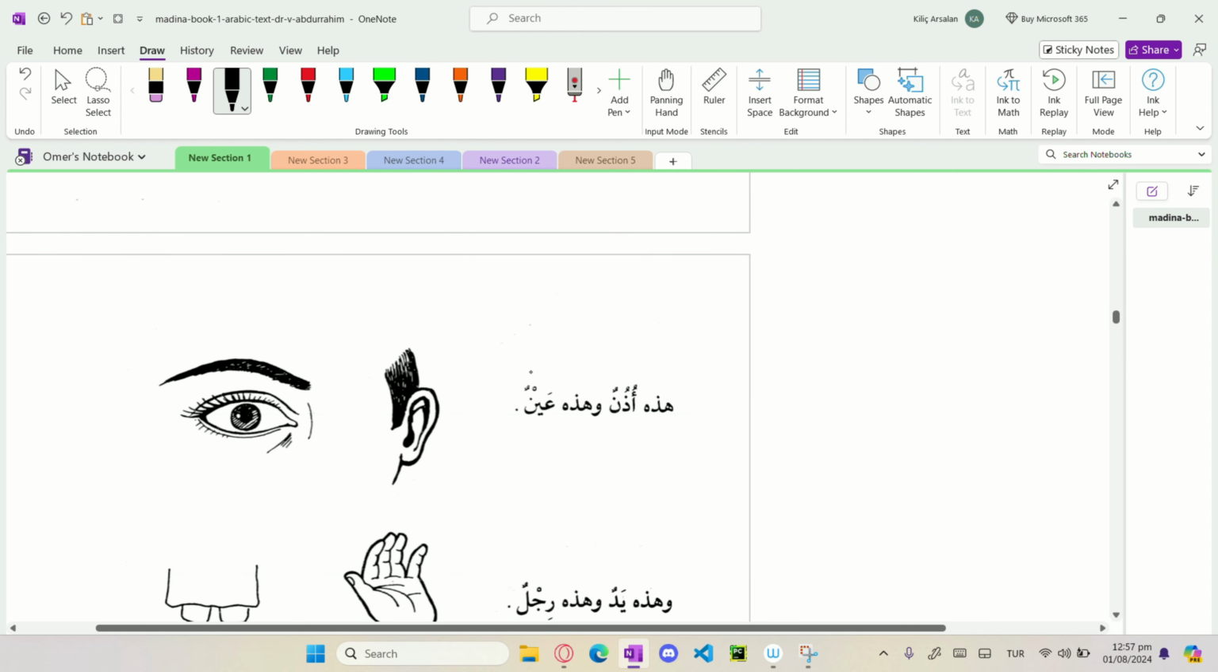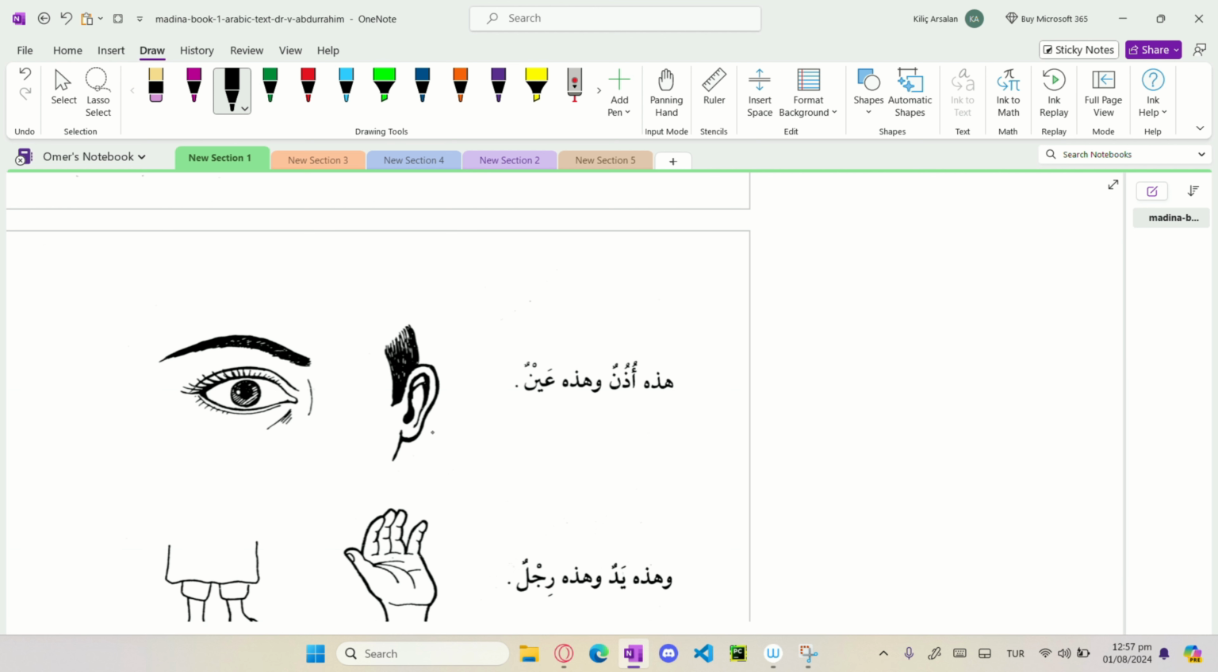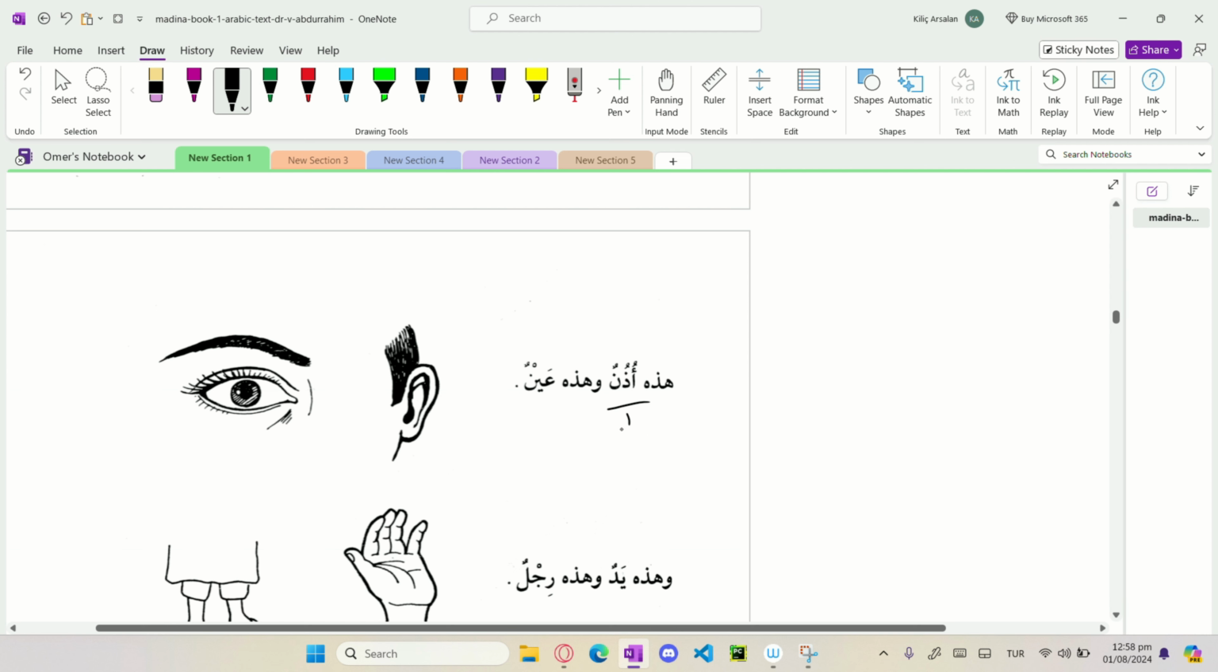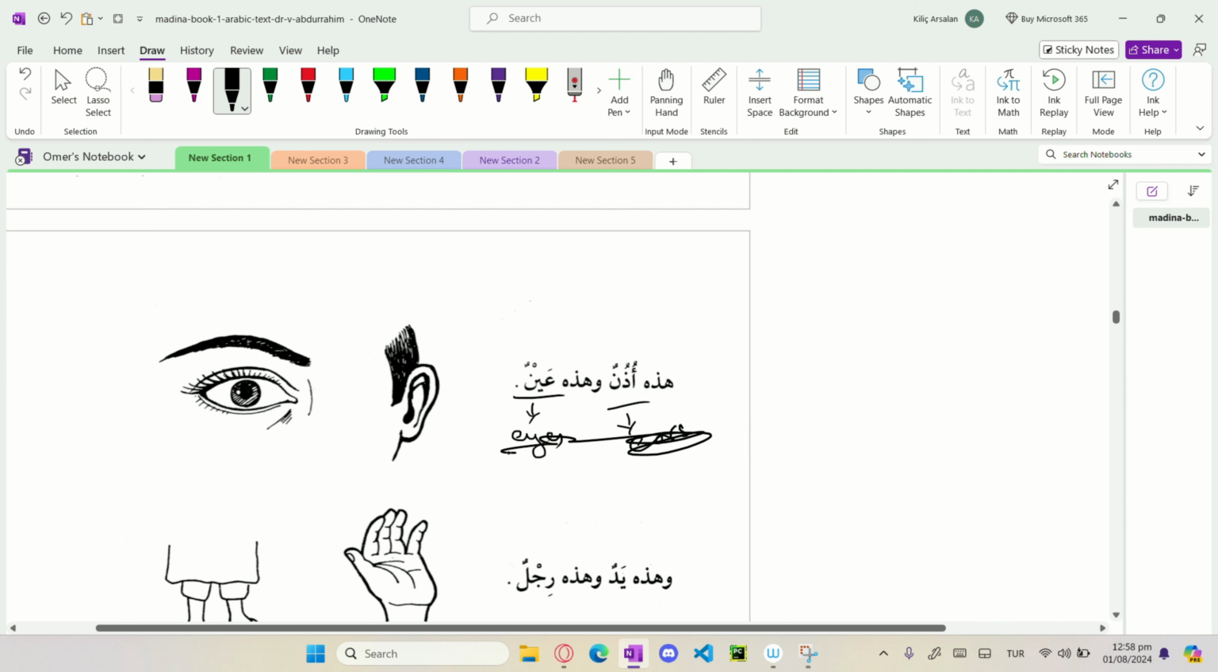هذه أذن وهذه عين. So in Arabic there's a rule that all objects that are pairs will have هذه, the feminine. So أذن means ears and عين means eyes. Since both are in pairs, whatever body object that has pairs will be هذه, not هذا, even if it's one. هذه أذن. أذن means ear and عين means eye, not eyes. But since it is in pair, it becomes هذه.